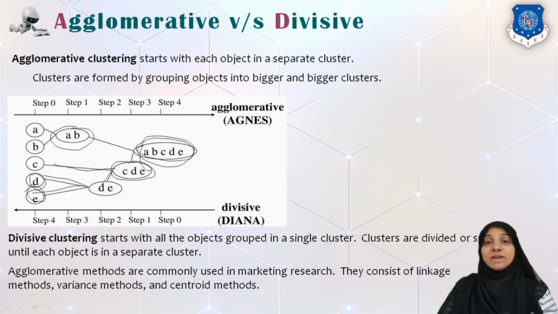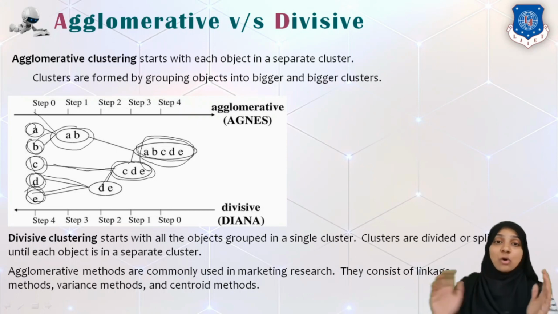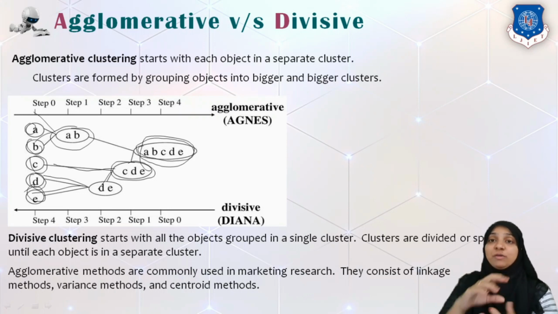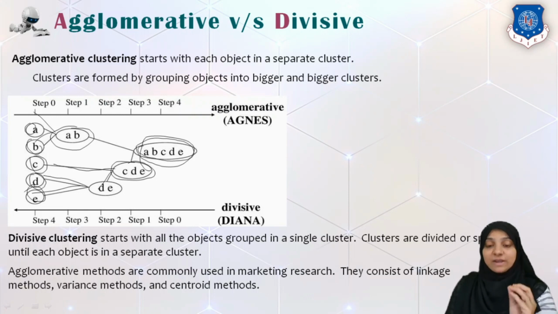Likewise, A and B are there, but they are different from each other by some distance. That's why A and B are called separated, in different clusters. So the divisive algorithm starts with all objects or all data points grouped under a single cluster, and later on it splits the cluster into two, until each cluster represents an object itself individually. Basically, agglomeration methods commonly used in marketing research use something called the linkage method, something called the variance method, and something called the centroid method.